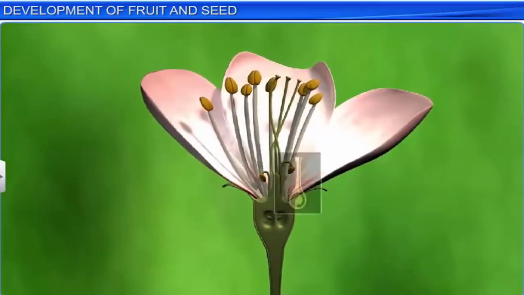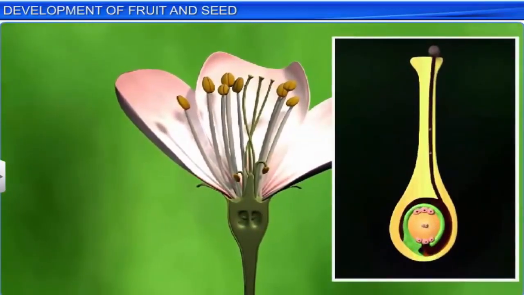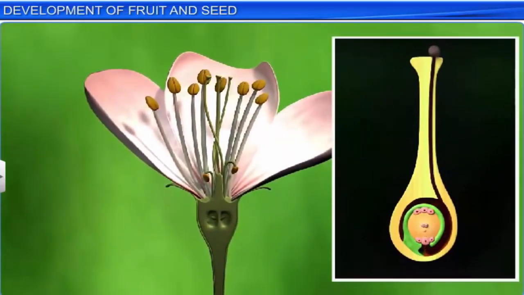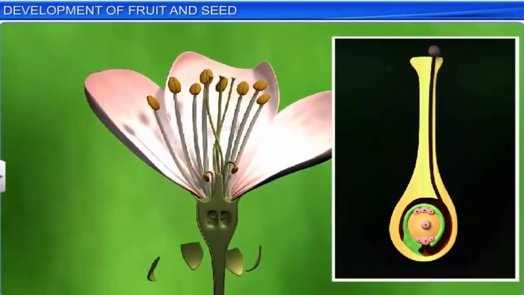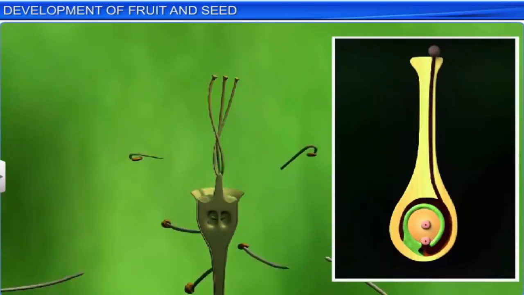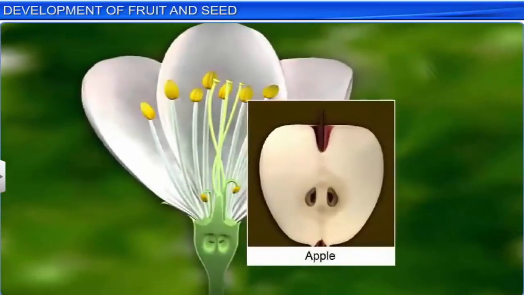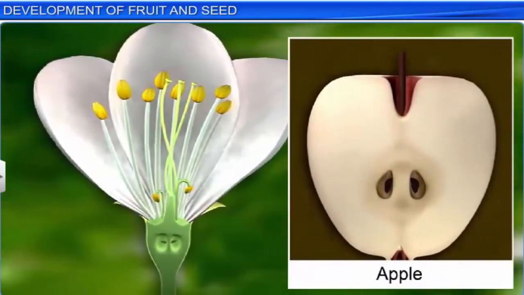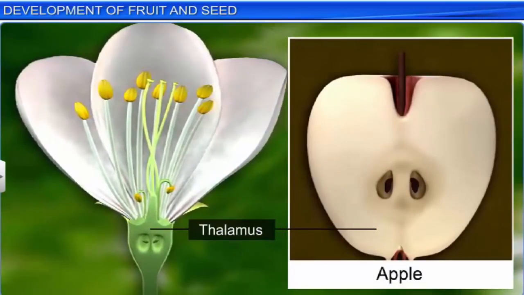Incidentally, in most cases, fertilization and the development of fruit triggers the withering of other parts of the flower, including the sepals, petals, and stamens. However, in some cases like apple, floral parts such as the thalamus become a part of the fruit. Such fruit in which other parts of the flower besides the ovary are involved in the formation of the fruit are called false fruit.